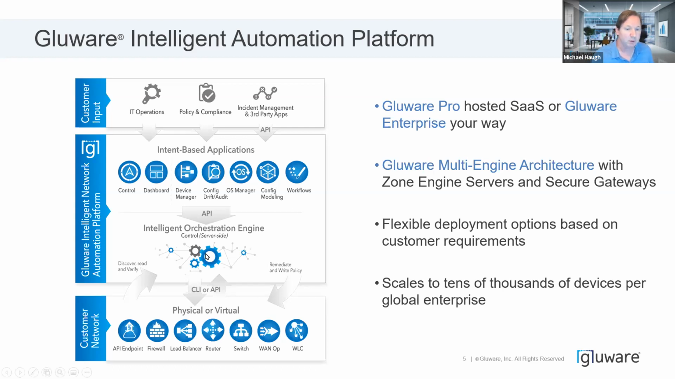So if we go up one level above our orchestration engine, we deliver a suite of applications. So this was where I was talking about, instead of having to go learn Python or learn Ansible, which is playbooks and Python modules, and instead of having to go become a developer or scripter, Gluware delivers out of the box the ability to do inventory and drift and audit and operating system upgrades and config management and numerous other capabilities you're going to see throughout the live demonstration.